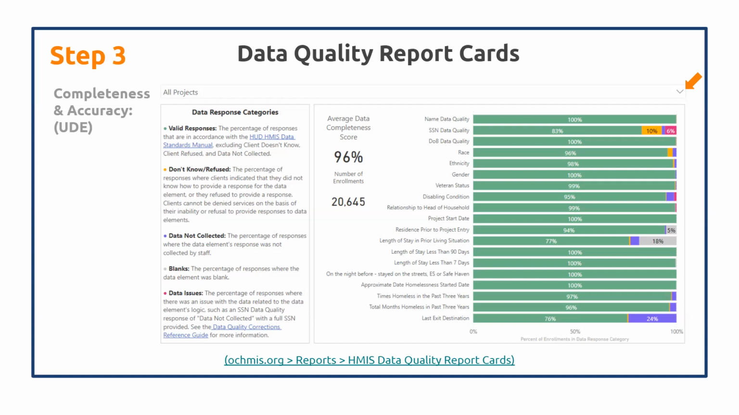We are looking at the percentage of all projects in the COC. We also have an average data completeness score, which indicates the percentage as a whole. And we also have this drop-down list where you can filter to your project.